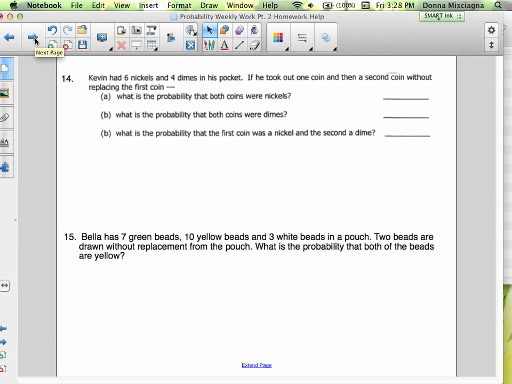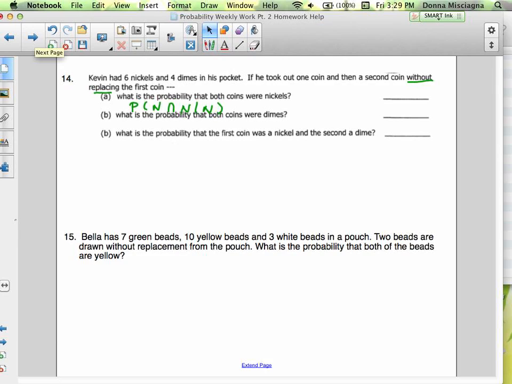Kevin had 6 nickels and 4 dimes. If he took a coin out and then a second, what is the probability that both coins were nickels? So this is just the probability of, I'm going to put N for nickel, nickel and nickel, given that the first was a nickel, because this is without replacing.